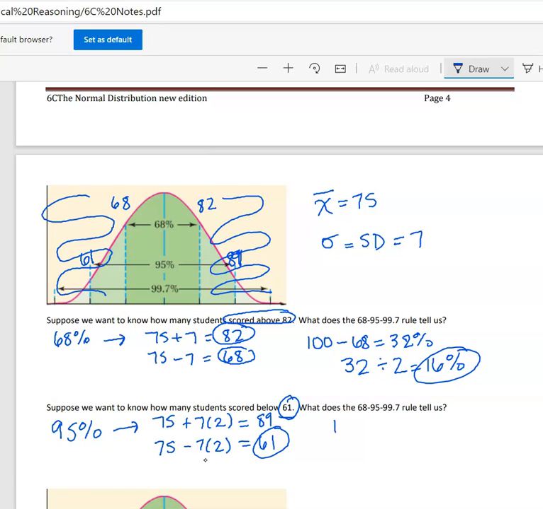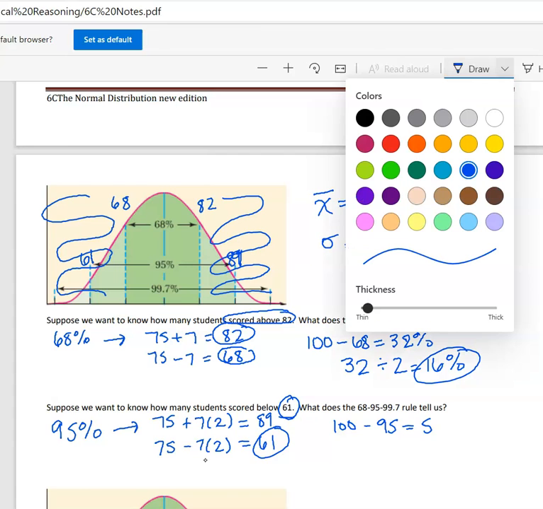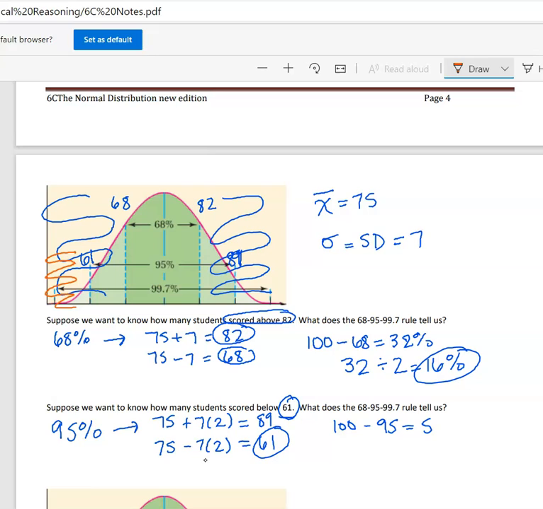So that means if we do 100 minus 95, that's going to give us 5%. Those people did not score between 61 and 89, and they're specifically looking for the people that score below 61. So the 5% that didn't score in between is going to make up this part right here and this part right here. So we don't want this side. We only want the people that scored less than 61. So that would be taking our 5% and dividing it by 2, and that's going to be 2.5% scored less than 61.